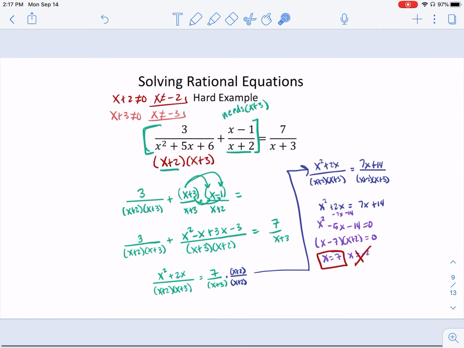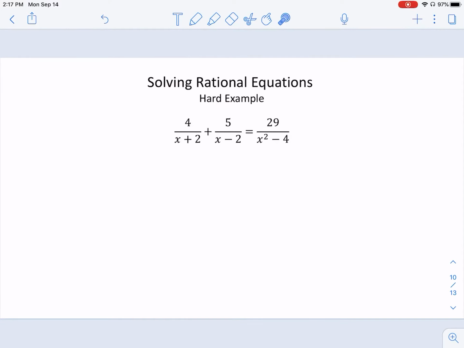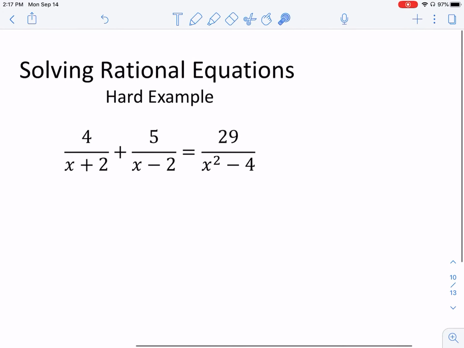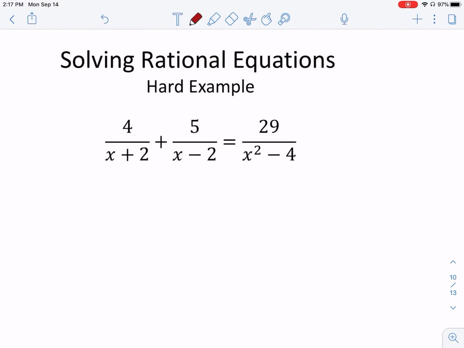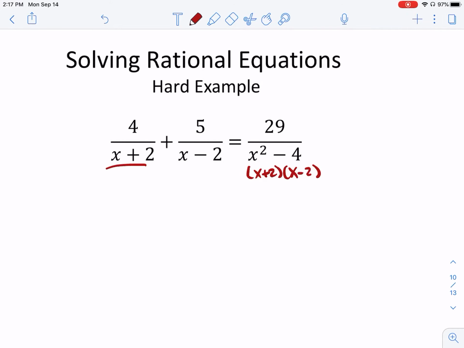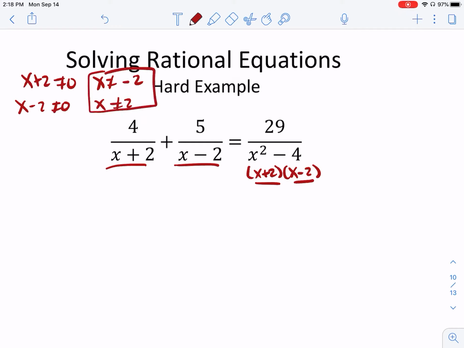Right. I'm going to do one more example for you. Very first thing we're going to do is look at those denominators to look for our factors and our restrictions. I see that I have x plus 2 and x plus 2. So I say x plus 2 can't equal 0, x cannot equal -2. And so I have x minus 2, x minus 2. So I say x minus 2 can't equal 0. So therefore x cannot equal +2. Those are going to be my restrictions. Those are what I'm going to check at the very end of my problem.